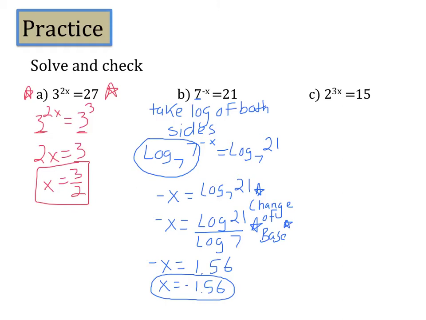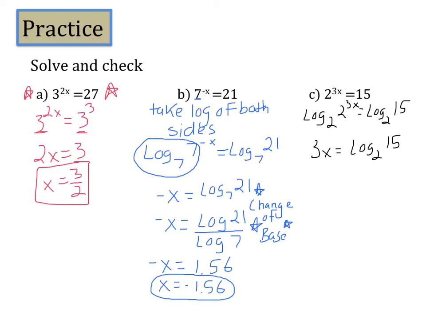Okay, let's try this last one. For part C, once again, I can't make 2 be a power of 15, so I have to do the log of both sides. So I do log base 2 of 2 raised to the 3x equals log base 2 of 15. Then this becomes 3x equals log base 2 of 15.